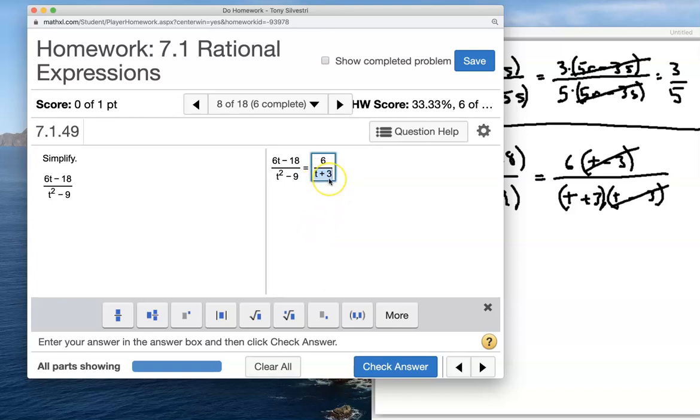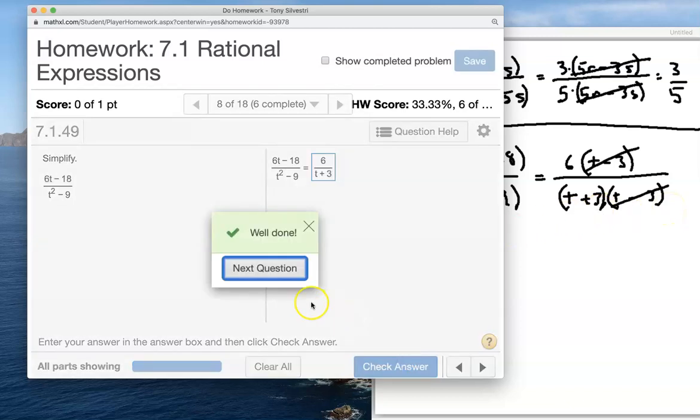No need for the parentheses. You could put the parentheses. Here I had the parentheses, but those parentheses implied that I was multiplying that bundle by something else. But if that something else got canceled out, don't need the parentheses. Let's see if that's right. Good.